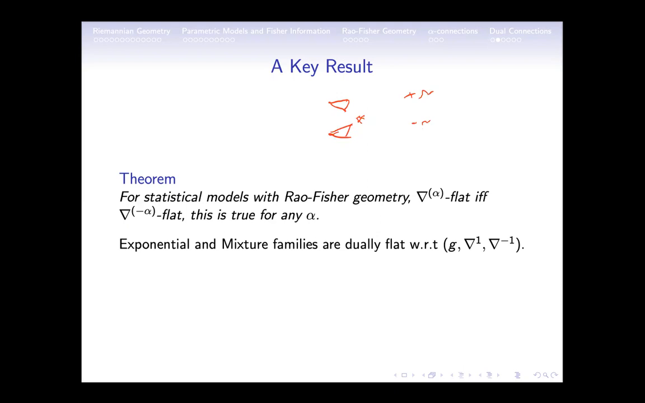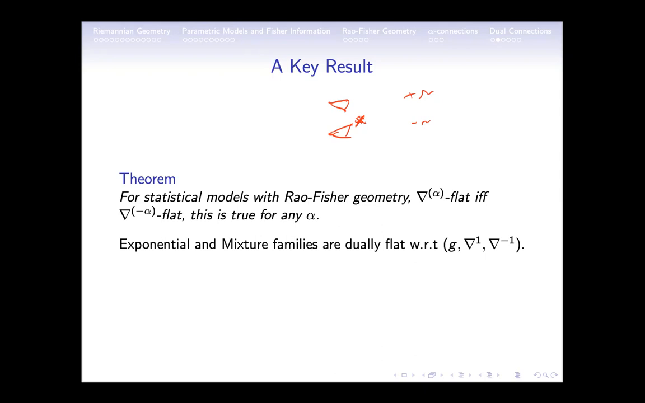And if it's flat, that means the curvature tensor is 0. So it's always true that if there is a connection which has curvature tensor 0, which is flat, then the dual connection will also be flat. But there is a problem here: it might not be symmetric. It might not be torsion free. So we can't really do geometry nicely if it is not symmetric.